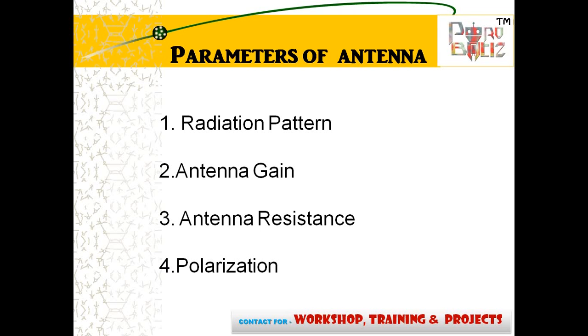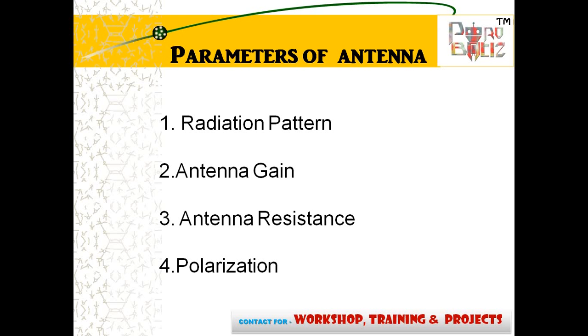Transmission line. A transmission line is a two-wire conducting cable that connects the transmitter to the antenna or the antenna to the receiver. Before studying types of antenna, we must know about the effective resistance of antenna, their polarization, and the degree to which they concentrate their radiation.